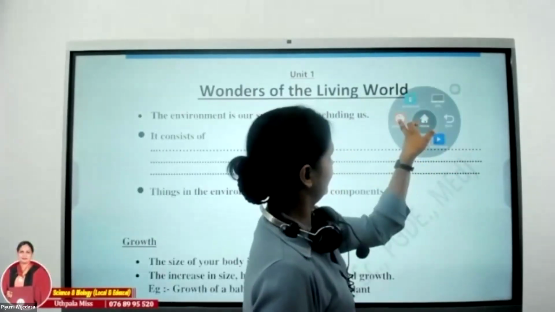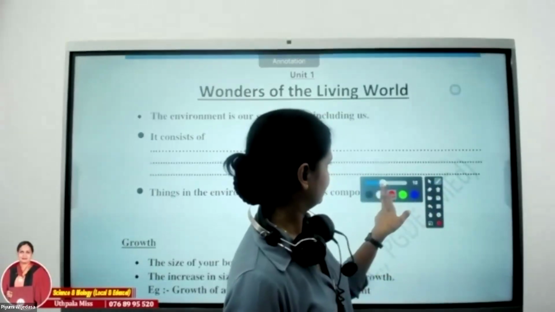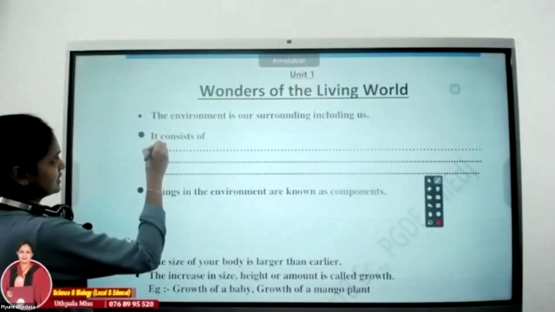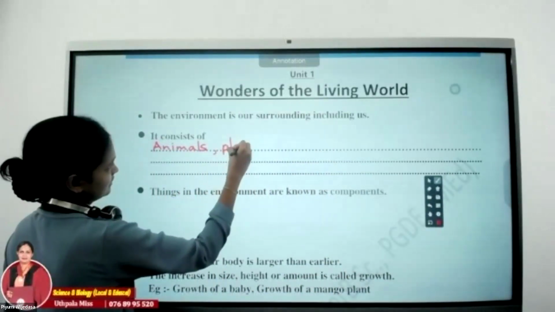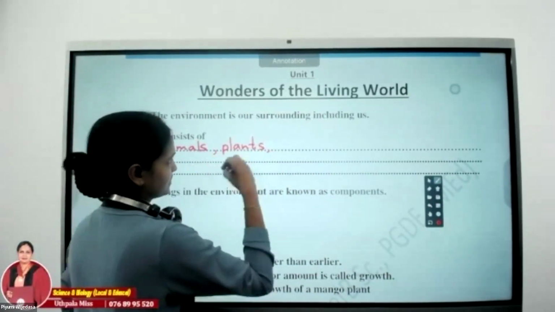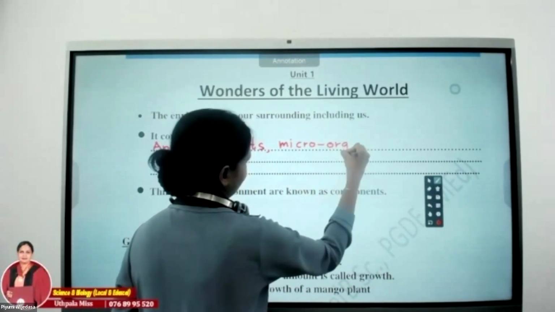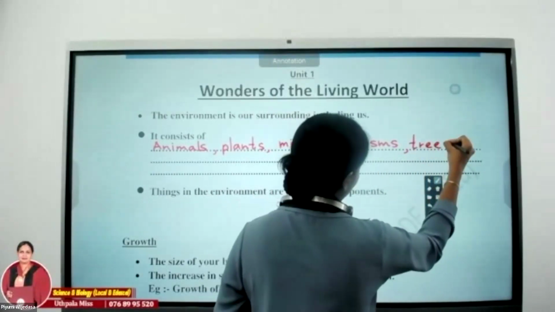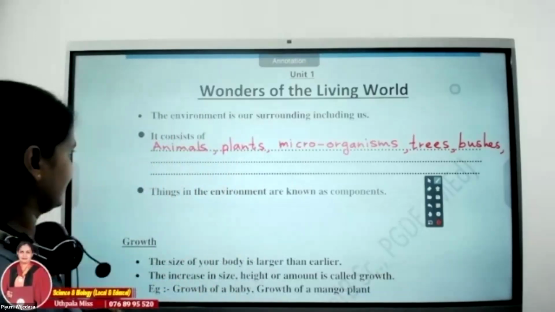Rocks. Yes, there are rocks. Animals. Birds. Trees. Okay, there are animals. Plants. There are trees. Microorganisms are there. Bushes. Buildings. Humans. Yes, there are human beings. Oxygen. Yes, there are gases.